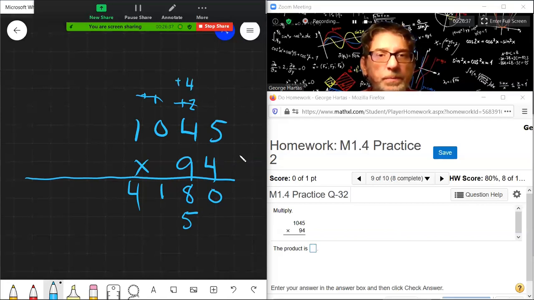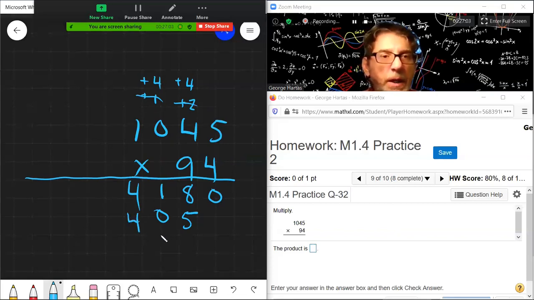left-hand digit. 9 times 4 is 36. 36 plus 4 is 40. Right-hand digit, left-hand digit. 9 times 0 is 0. 0 plus 4 is 4.